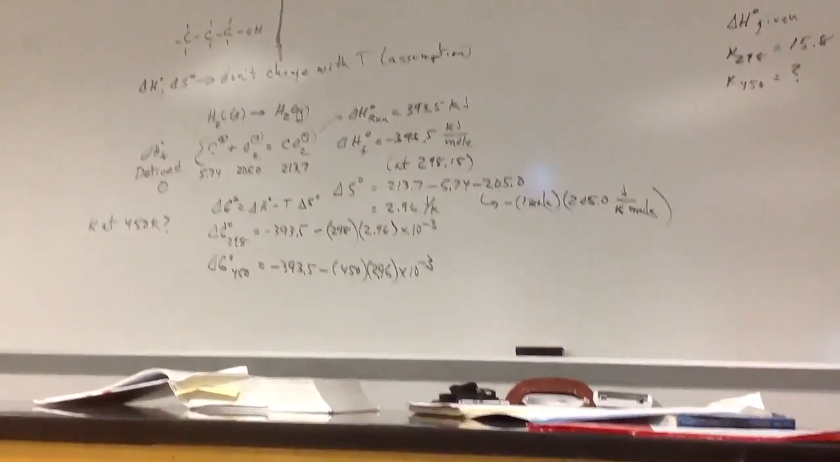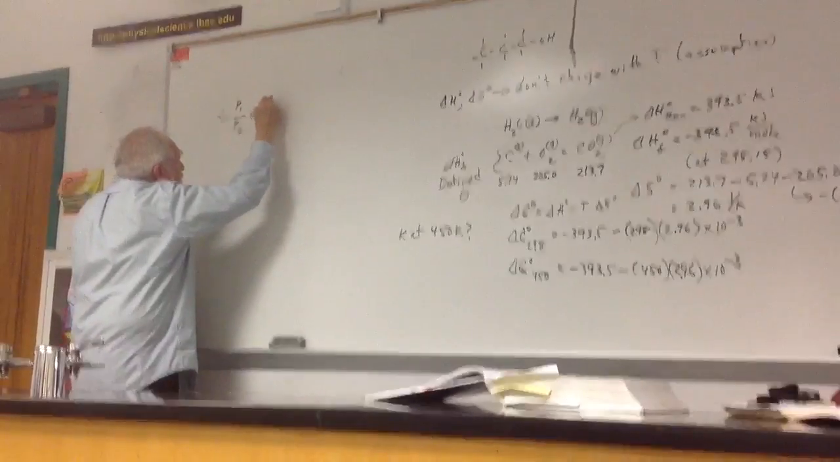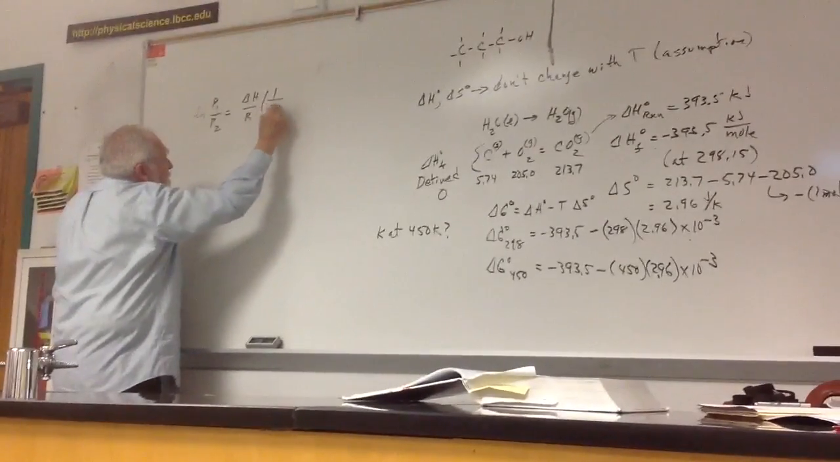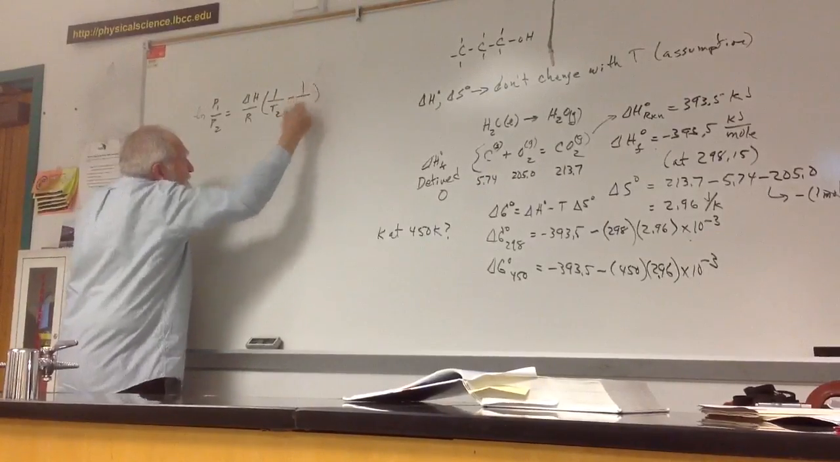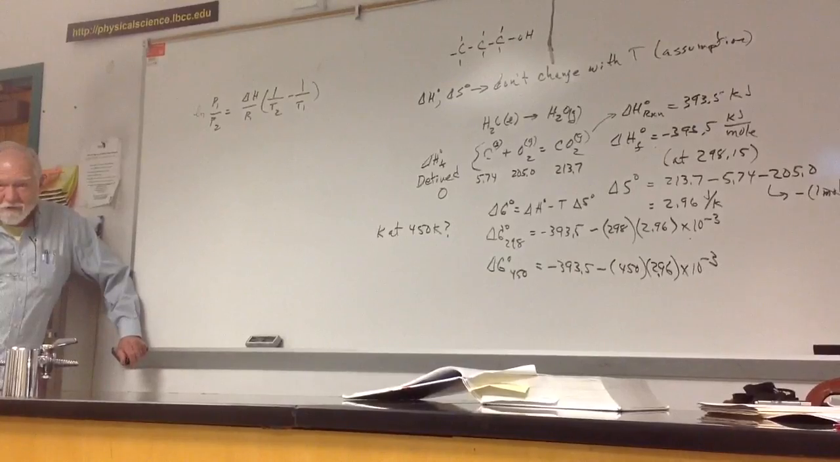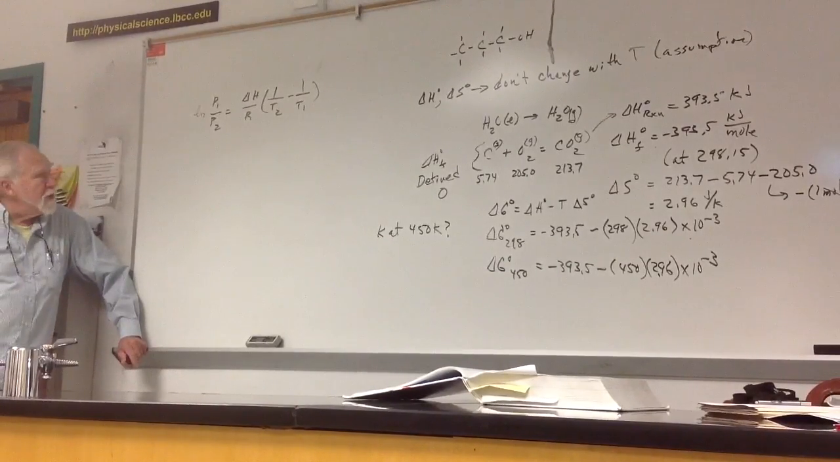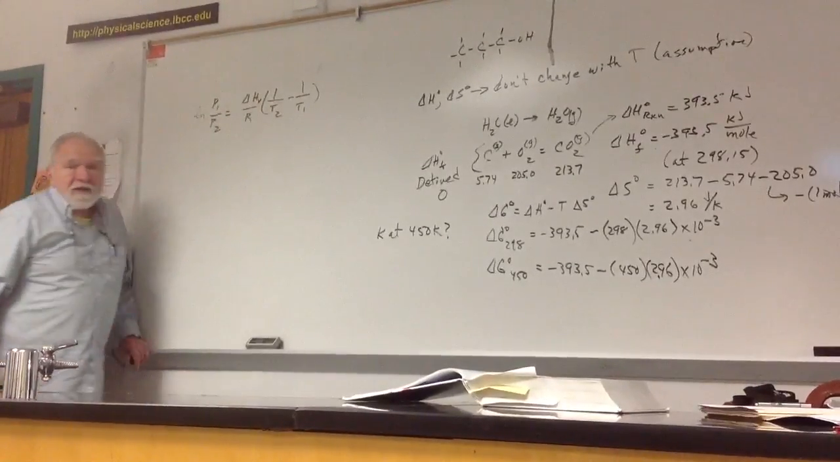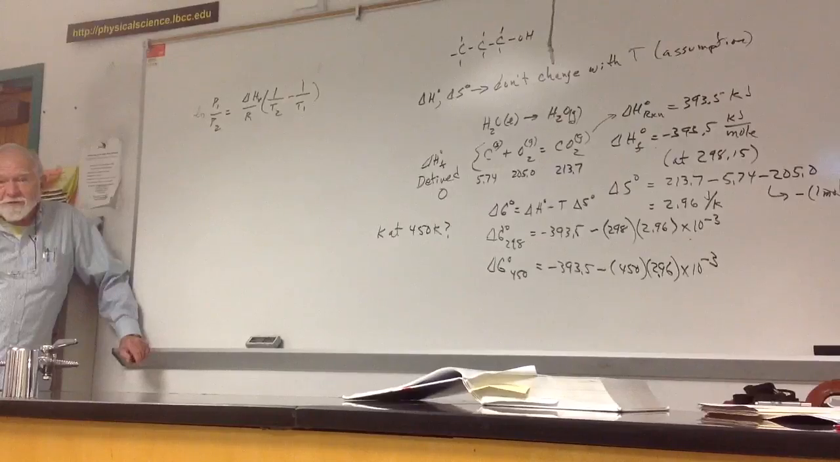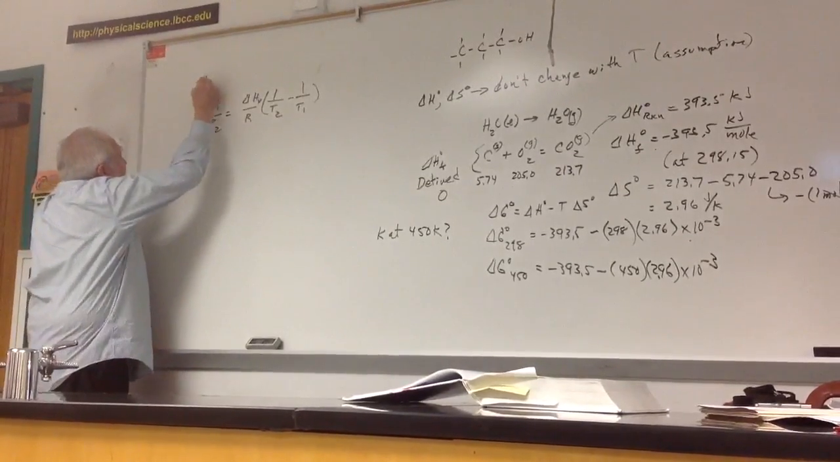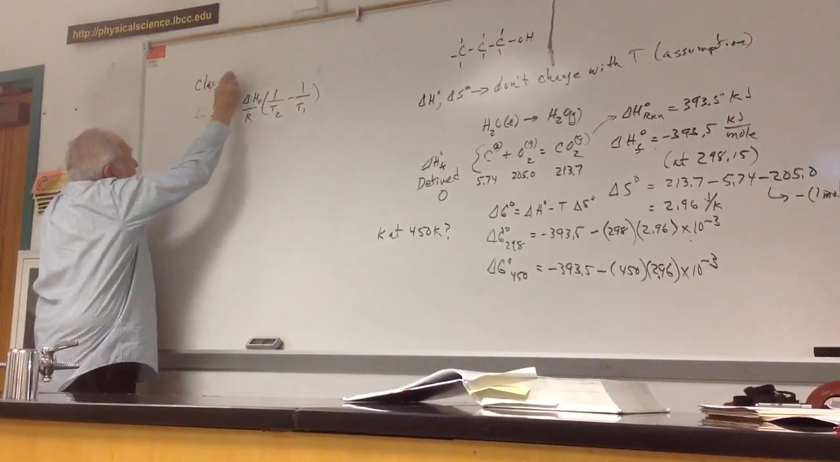This is the vapor pressure. That's the Clausius-Clapeyron equation. You know the vapor pressure at one temperature and the enthalpy of vaporization. I should put a V for vaporization here. You can calculate the vapor pressure at another temperature. We saw this equation.